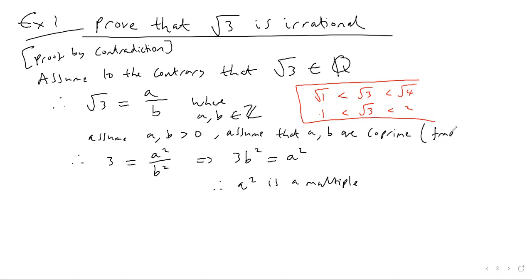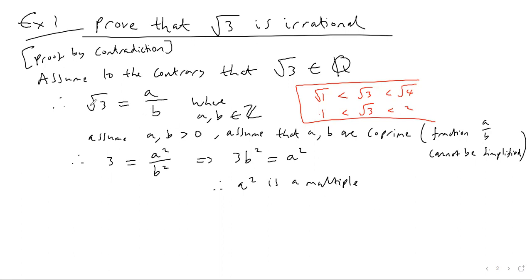So the fraction A over B cannot be simplified. And we can assume that because any rational number can be simplified into a simplified fraction. Pick any fraction you like. Pick 2 over 4. That can be simplified to a half. Pick 1 over 3, that is the simplified fraction itself. So we're just saying, let's assume that root 3 equals A over B, and this is the simplified fraction.